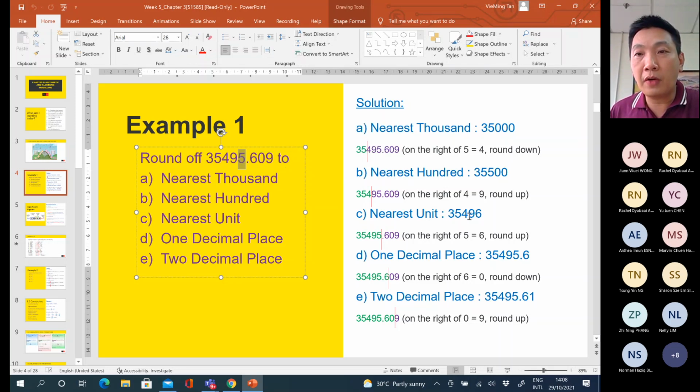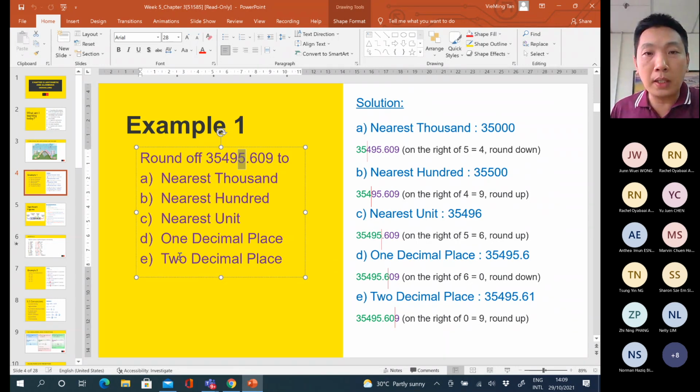Okay, so it's 35496. The 6 is because we have to add one to the 5, so it becomes 6. The remaining numbers on the right-hand side all become 0. So it's 0.00, or you can just ignore the 0 if you want. Just round to the unit number.